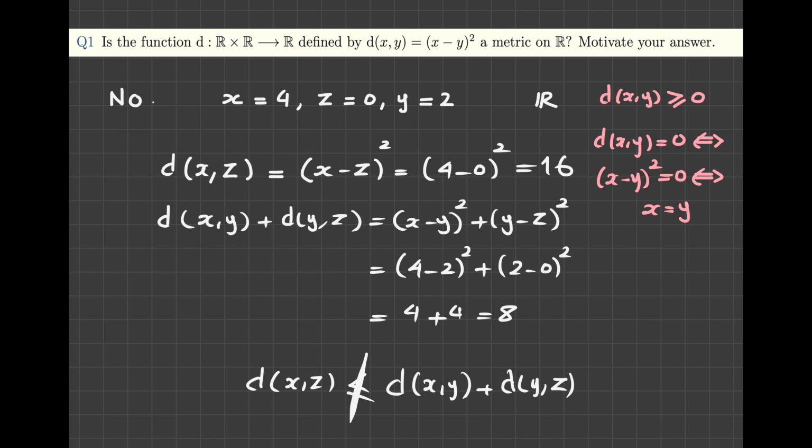And finally, this function is symmetric, because if I ask you what is d(y, x), you can say that this is simply (y minus x) squared, but there is no difference between (y minus x) squared and (x minus y) squared. So the function proposed here satisfies the first three properties we demand for a metric, but not the last one. So this function cannot be a metric on R.